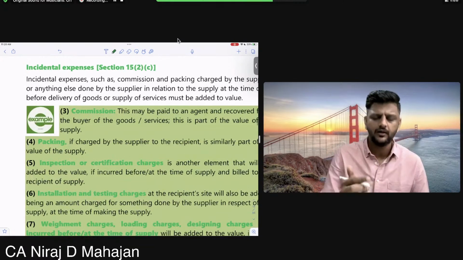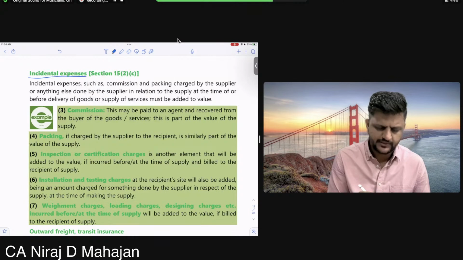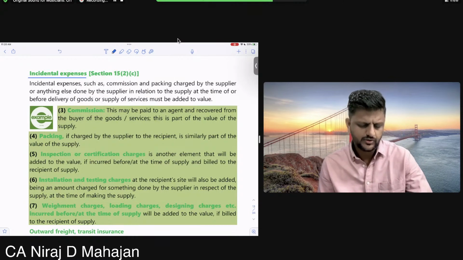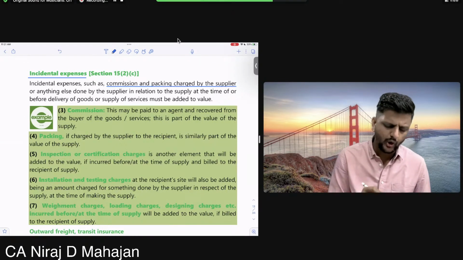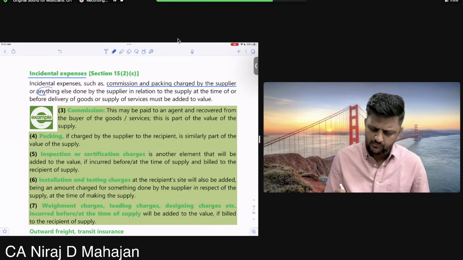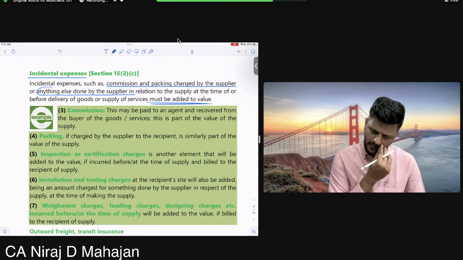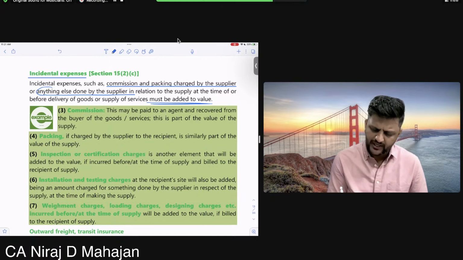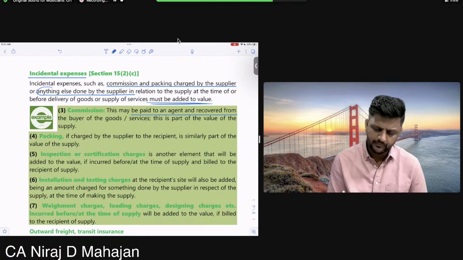That means to make the supply, what all other expenses you may have to bear? Incidental expenses, such as commission or packing charge charged by the supplier, or anything else done or incurred by the supplier in relation to supply on and before delivery of goods, must be added to the value. Okay, lots of examples we have. Check here. Commission, this may be paid to an agent and recovered from the buyer.